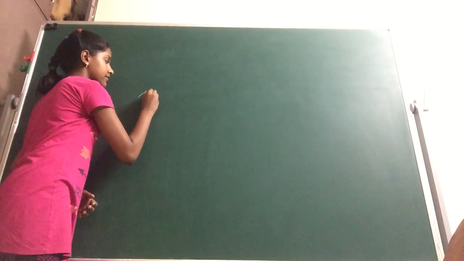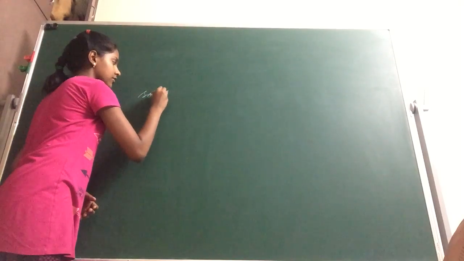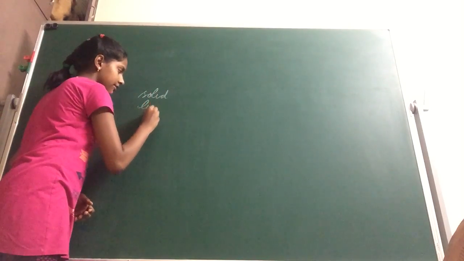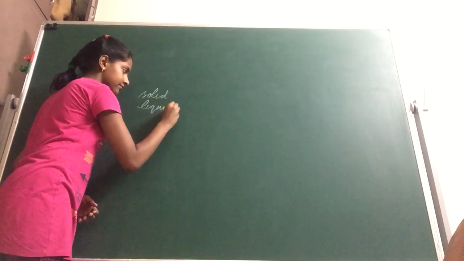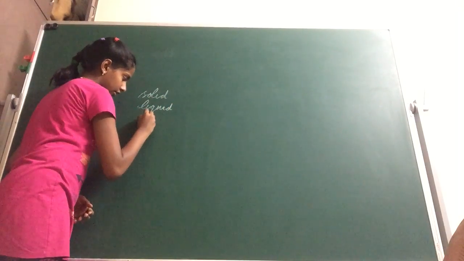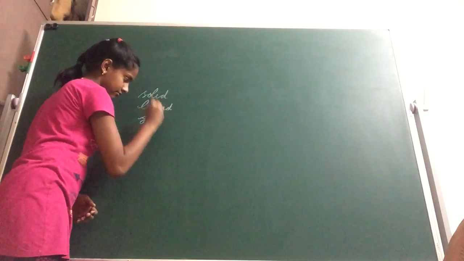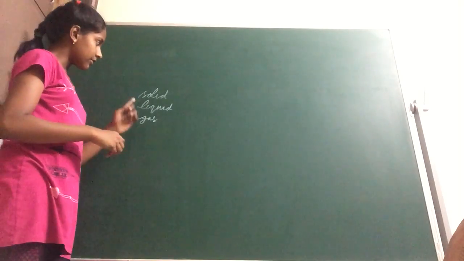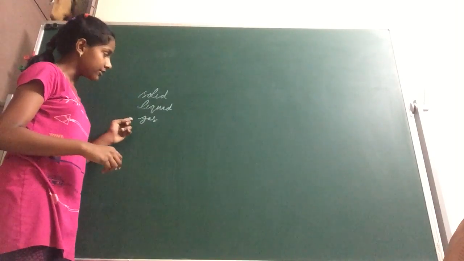What is a material medium? A material medium is a solid, liquid, or gas. So a material medium is a solid, liquid or gas.